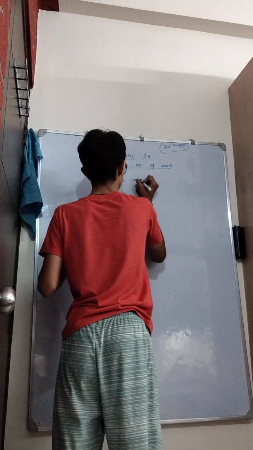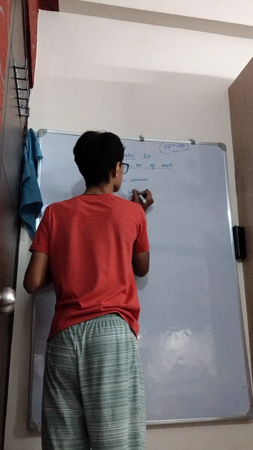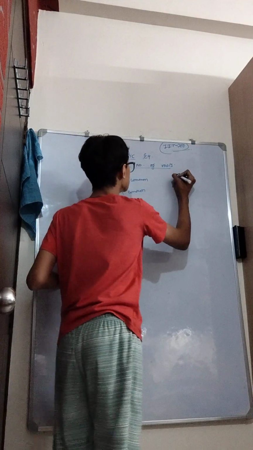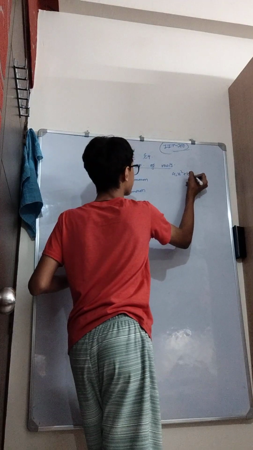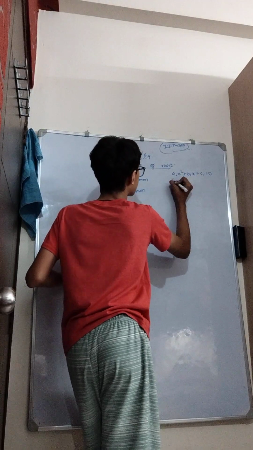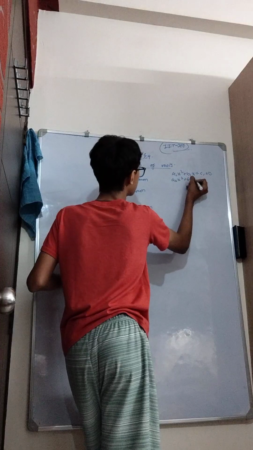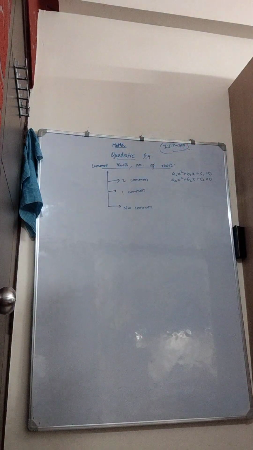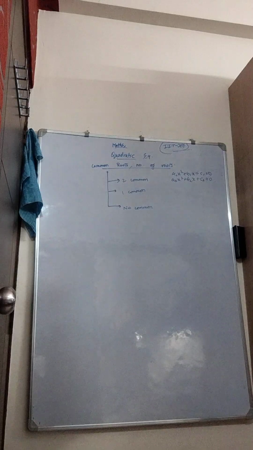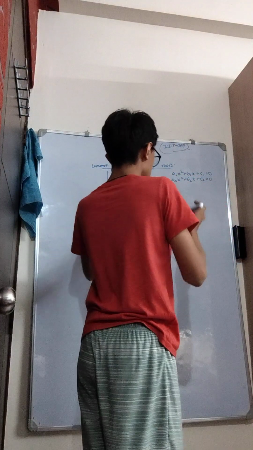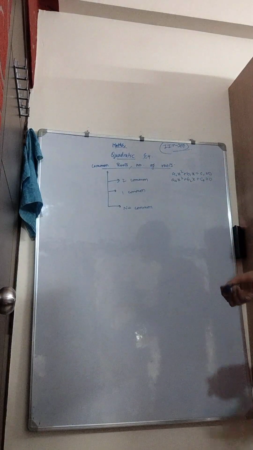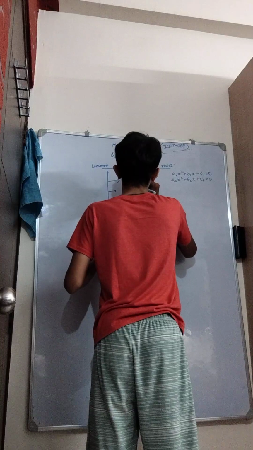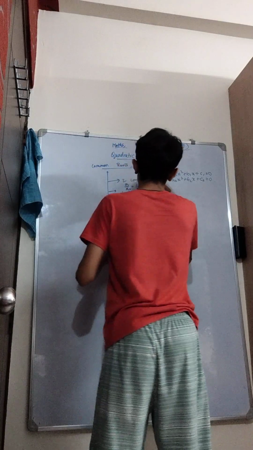Both are common, one is common, and nothing is common. So let the two equations be a1x square plus b1x plus c1 is equal to 0 and a2x square plus b2x plus c2 is equal to 0. So now if both the roots are common, then a1 by a2 is equal to b1 by b2 is equal to c1 by c2.